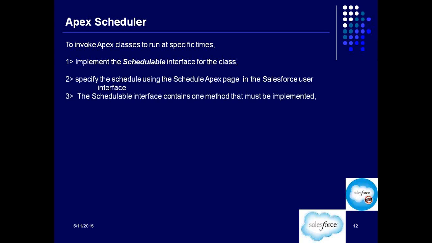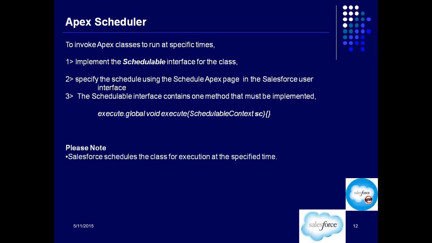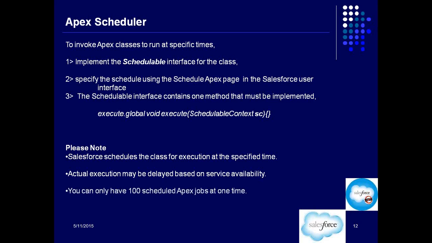The Schedulable interface contains one method that must be implemented, which is called the execute method. The execute method was there in our Queueable class also, right? Salesforce schedules the class for execution at the specified time. Actual execution may be delayed based on service availability. Because this is again asynchronous, you can schedule things, but it will not happen exactly at that particular time. It might get delayed if the resources are not available. So that's pretty simple.